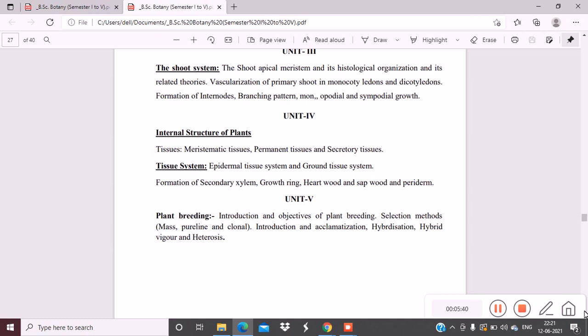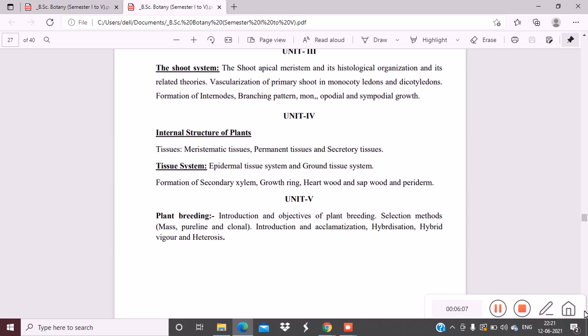Unit 4 is the internal structure of plants: tissues, meristematic tissues, permanent tissues and secretory tissues, tissue systems, epidermal tissue system and ground tissue system, formation of secondary xylem, growth ring, heartwood, sapwood and periderm. All the topics you will get in Pradeep's Biology of class 11th and 12th, in which the anatomy and morphology of plants is given. You will get it in that book.